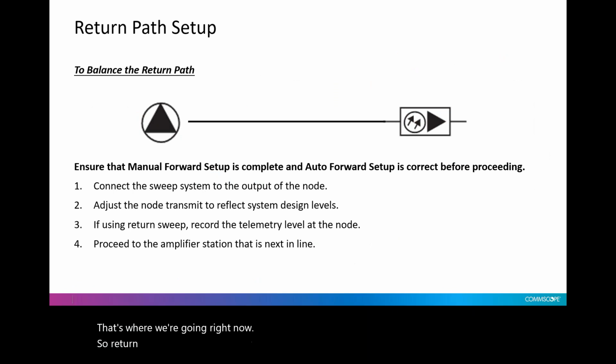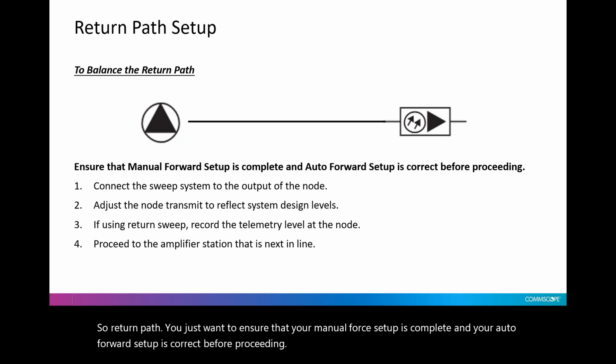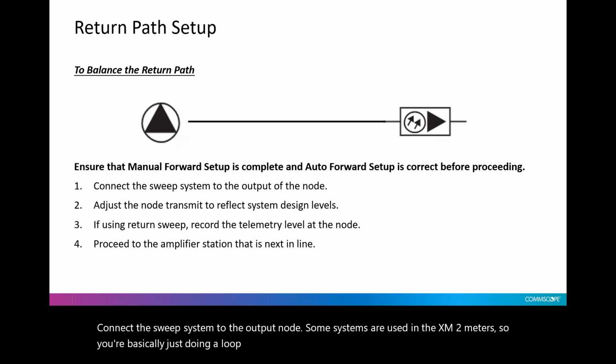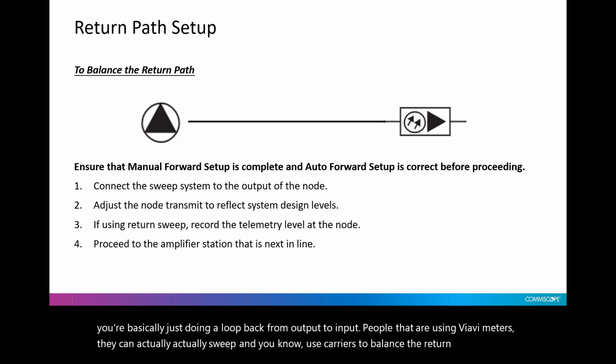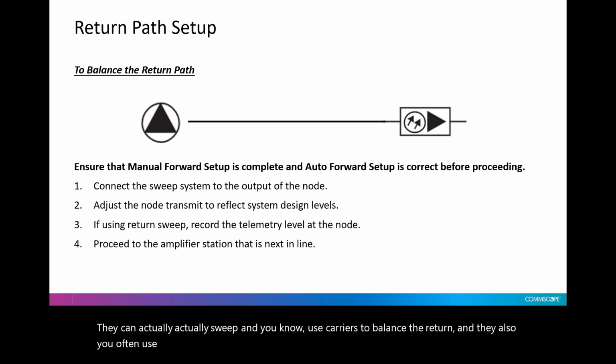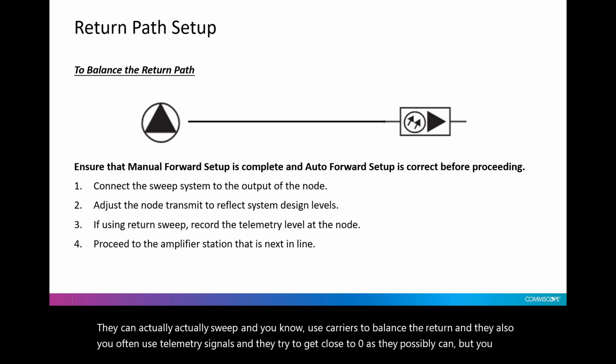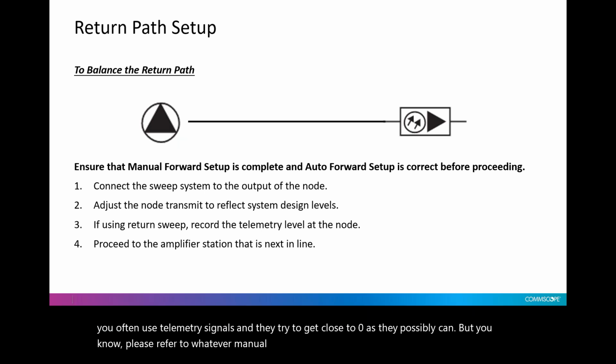So, return path: you just want to ensure that your manual forward setup is complete and your auto forward setup is correct before proceeding. Connect the sweep system to the output node. Some systems are using the XM2 meters, so you're basically just doing a loop back from output to input. People that are using Viavi meters can actually sweep and use carriers to balance the return. And you often use telemetry signals, and they try to get as close to zero as they possibly can. But please refer to whatever manual and instructions you have on any particular meter that you're using.